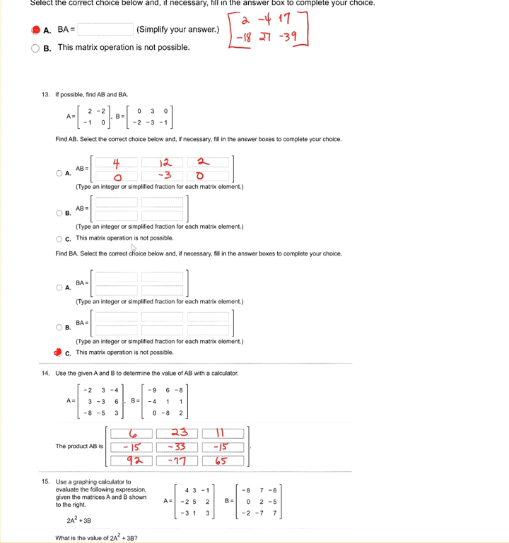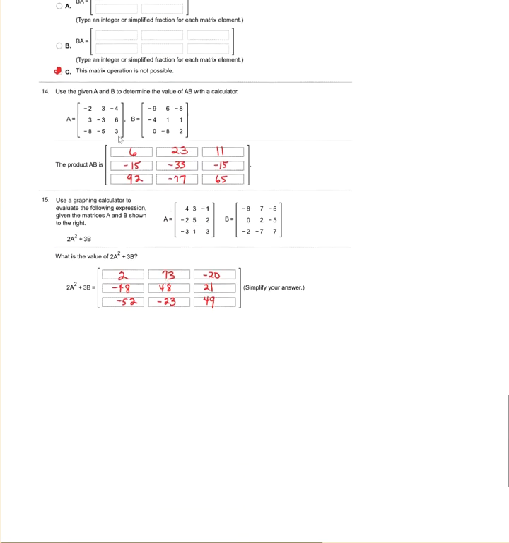Then find BA. So that means the number of columns is 3, number of rows is 2. That one is not possible. 14, use A and B to determine the value of AB with a calculator. So you'll put this in as a 3 by 3, this one as a 3 by 3, and then multiply them on your calculator. We've been using our calculator anyway. This one, same way, you've got 2 3 by 3s, put those in, and then you will just do 2. You'll type the number 2, you'll go get the name of A, hit the squared key, plus, type 3, go get the name B, and you'll get this value.